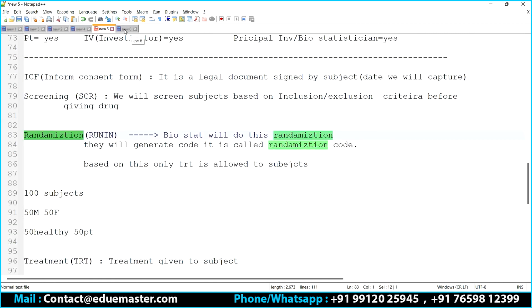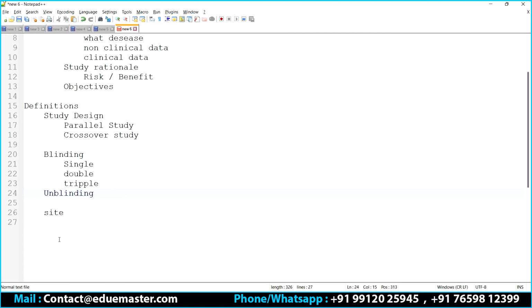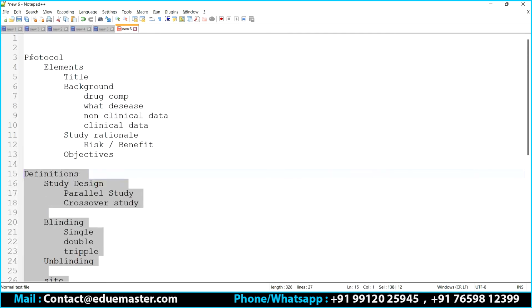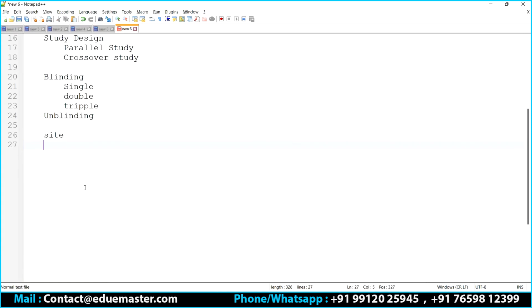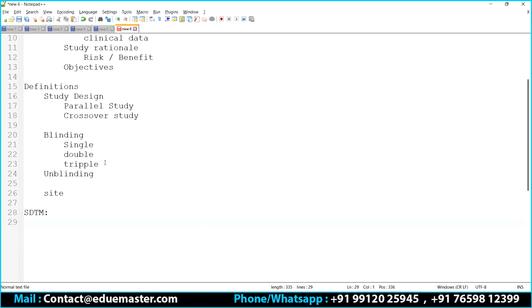Maximum how much time we can spend on the definitions? Once the definitions and protocol are done, we can happily enter into the testing. Right? So I believe that by tomorrow I can complete these definitions so that we can start with the testing. So this is the objective for tomorrow's class. Clear, everyone?